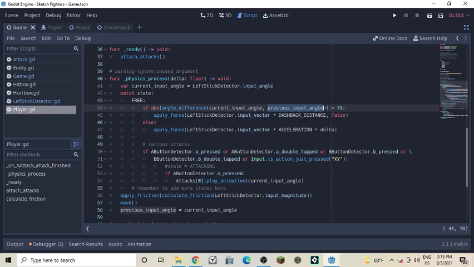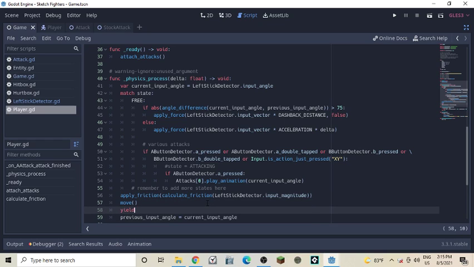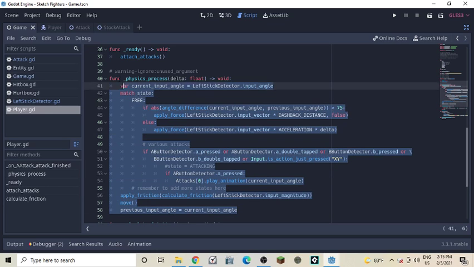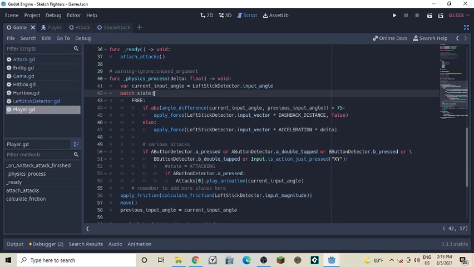Probably the best way to solve this issue that I mentioned earlier is to make previous input angle store the input angle from 2 or 3 frames ago. So I thought maybe I could have a yield function like here and then have an idle frame, but that didn't really seem to work. But that was the only idea that I really had. So, do you guys have any ideas for how to do that? That's why I'm making this video.